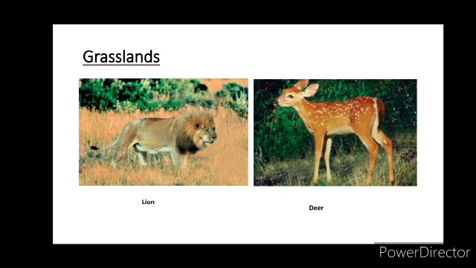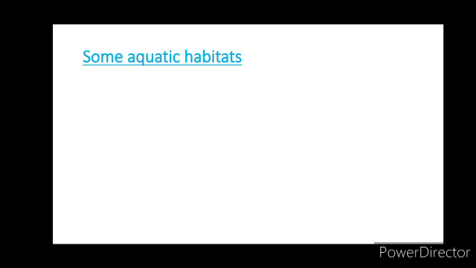There are many other features of a lion and a deer or other animals and plants that help them to survive in their habitats. So students, this is all about terrestrial habitats. Next we are going to know some aquatic habitats.